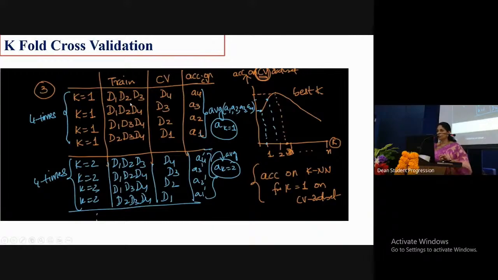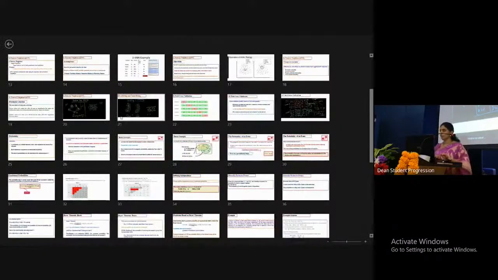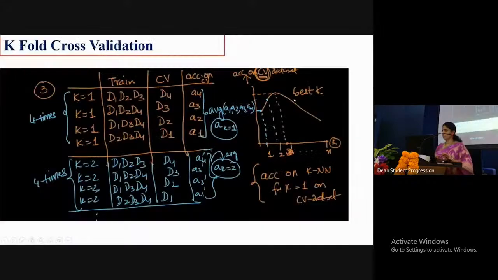If you look at this, I have divided it into four, like D1, D2, D3. I use that for training and build a model. On that model, I use my cross validation, the remaining 20% portion of the data, to find the accuracy. Likewise, again k is 1.